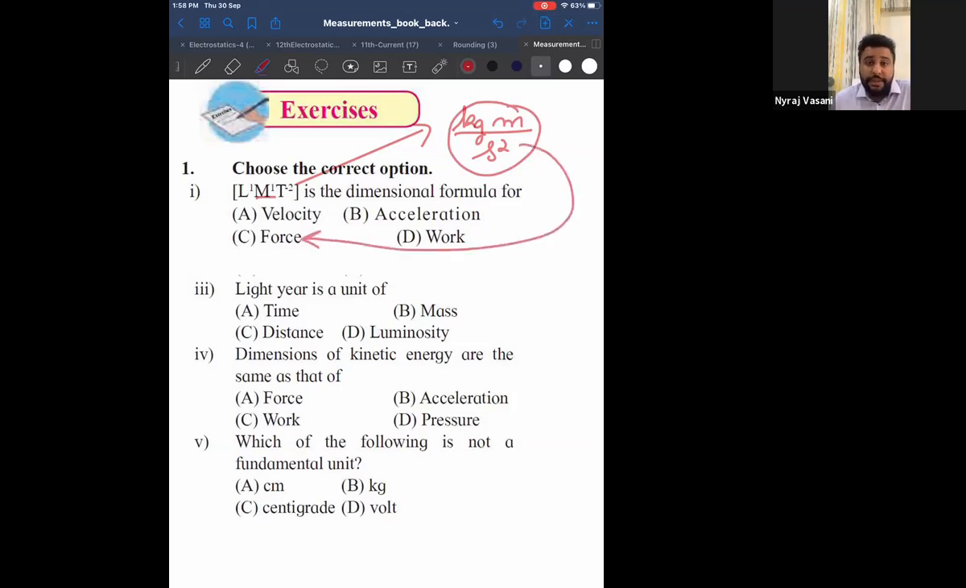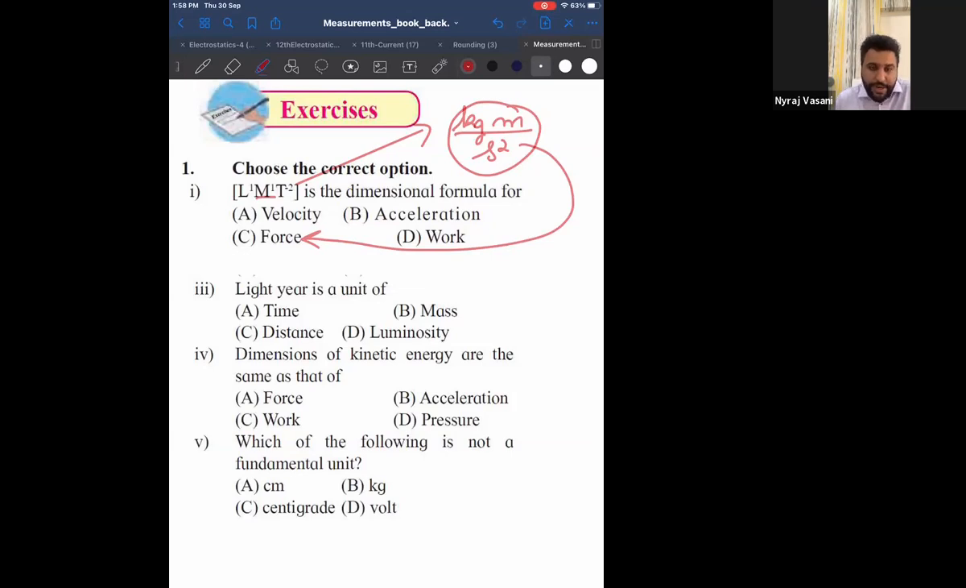I told you in the first class itself. Please remember, again I'm telling you, kg meter per second square is force. Kg meter square per second square is energy. This you should remember always. Repeat in your mind. Kg meter per second square is force and kg meter square per second square is energy. Energy, work done, heat, all are same.